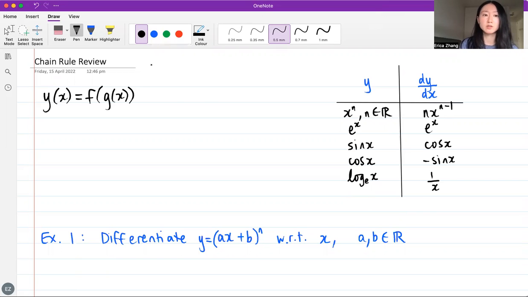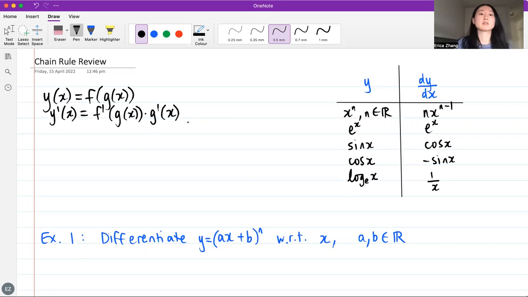So the chain rule applies to composite functions, which look like what we have here. So f of g of x. And we take the derivative of this kind of composite function by first taking the derivative of f with respect to g of x, and then multiplying that by the derivative of g with respect to x. Writing it this way, we refer to as function notation.